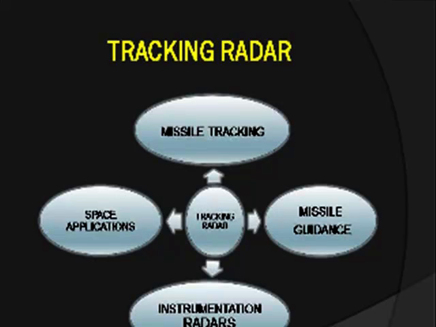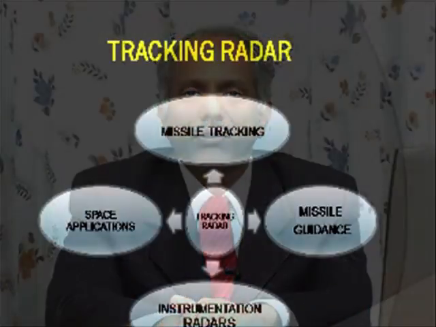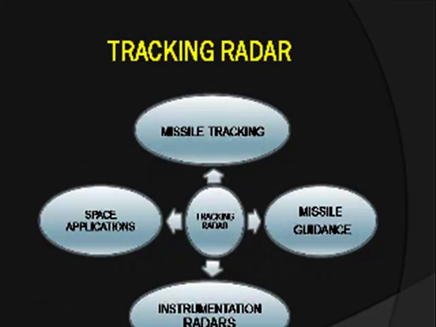The third one is for missile guidance. If you want to guide a missile so that the missile will be able to eliminate the target in the shortest time, then this tracking radar information will be highly useful. Fourth one, instrumentation radars are used as tracking radars to get the information of the incoming aircrafts or large ships, etc. They will be very useful for the controllers to get the exact information of the incoming object and convey the same to the pilot.